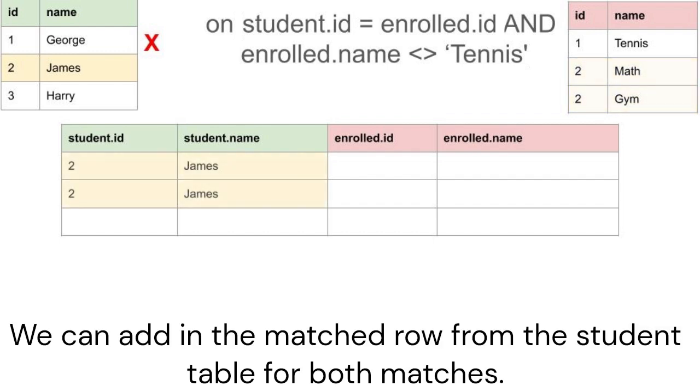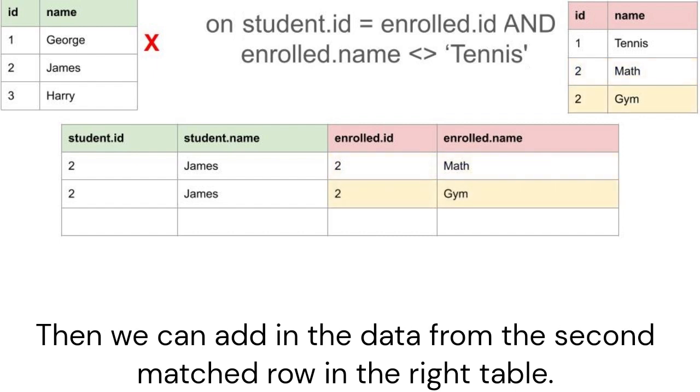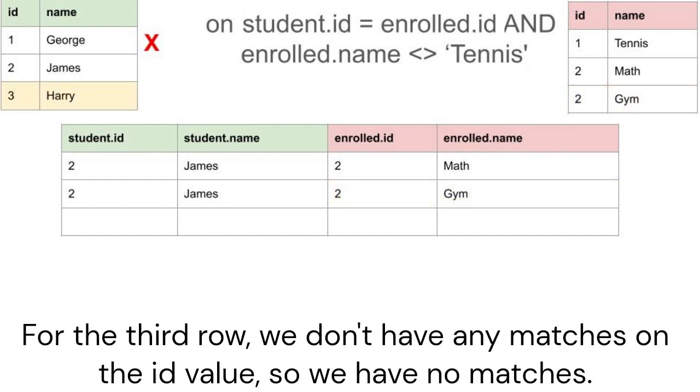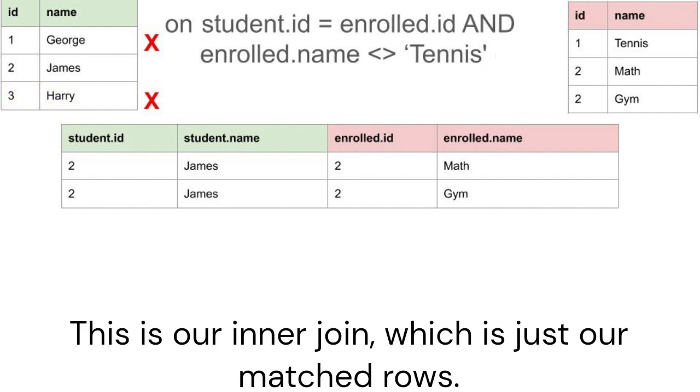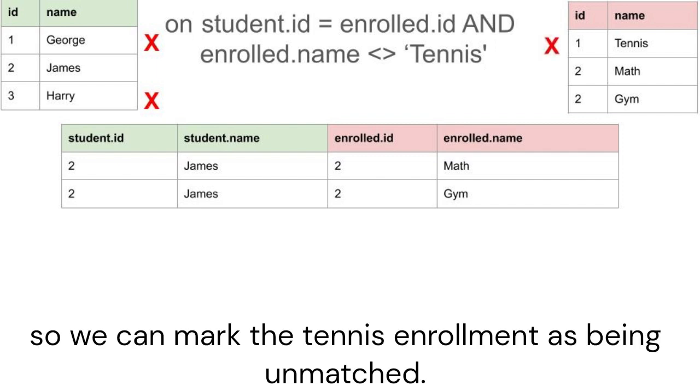We can add in the matched row from the student table for both matches. Then we can add in the data from the first matched row in the right table. Then we can add in the data from the second matched row in the right table. For the third row, we don't have any matches on the ID value, so we have no matches. This is our inner join, which is just our matched rows. So we can mark the tennis enrollment as being unmatched.